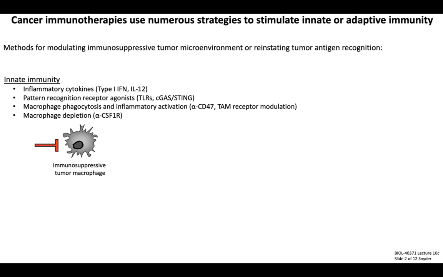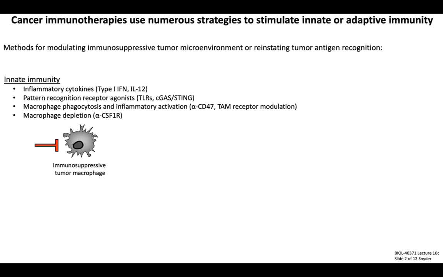These include the administration of inflammatory cytokines that can counteract the immunosuppressive tumor microenvironment, including things like type 1 interferons or IL-12. This favorable manipulation of the tumor microenvironment is also addressed through administration of inflammatory ligands that can stimulate pattern recognition receptors like toll-like receptors or cGAS-STING sensing, and these function by promoting inflammatory activation of innate immune cells, which then in turn induces things like cytokine and chemokine production along with antigen presentation.